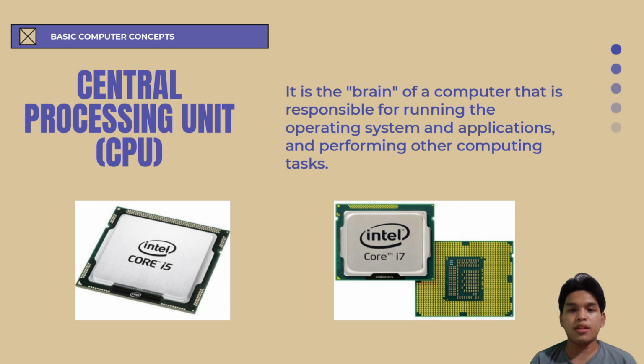Next, the central processing unit or CPU. It is the brain of a computer that is responsible for running the operating system, applications, and performing other computing tasks. It's where most of the processing happens. It's kind of like a control center that runs everything you ask the computer to do.